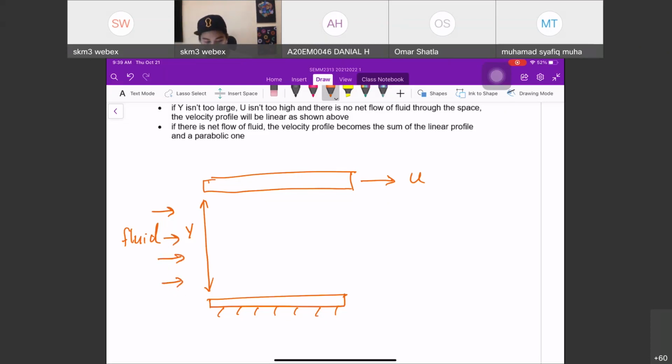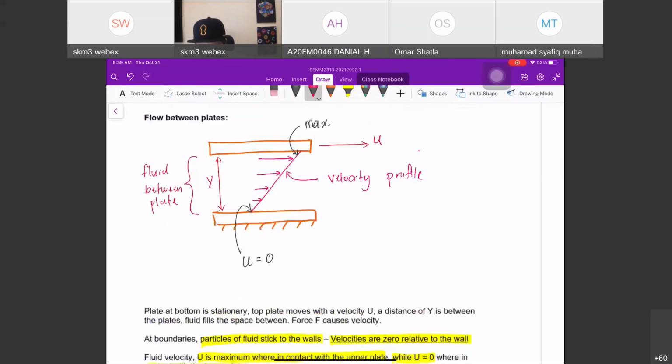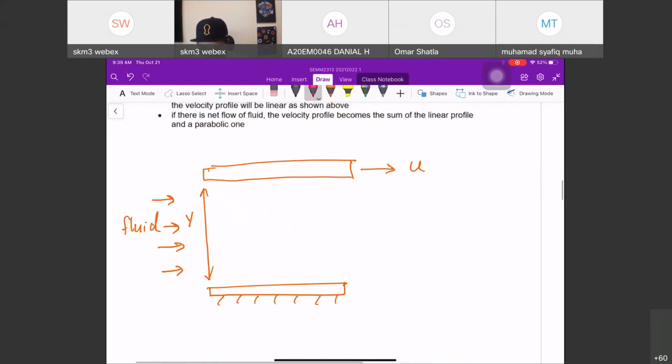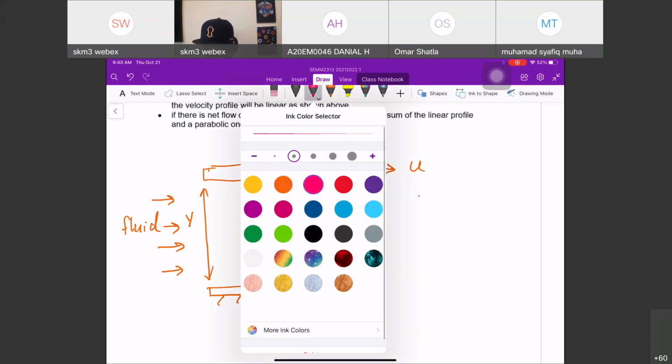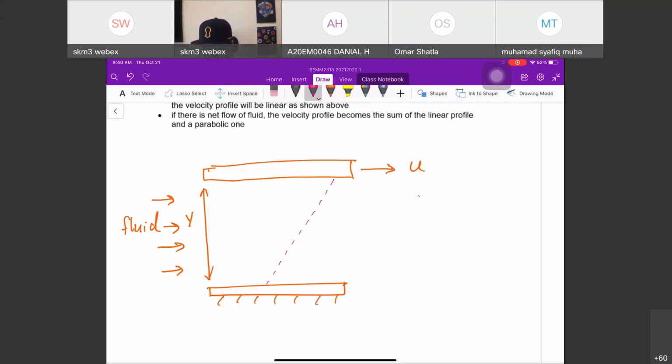What do you think of the velocity profile? Previously, the fluid was static, but the plate is moving. However, now both are moving. Previously it was like this. What is your imagination? What is the new shape? Anyone? Parabolic curve. Correct. The new shape will be like this, the parabolic curve.